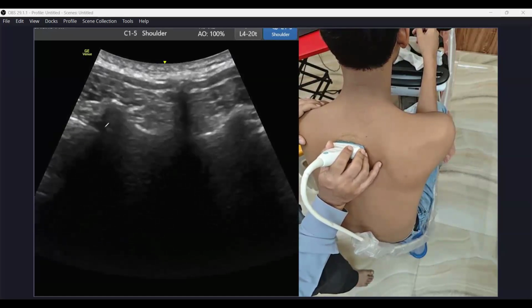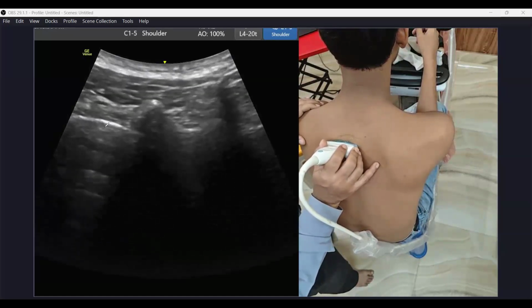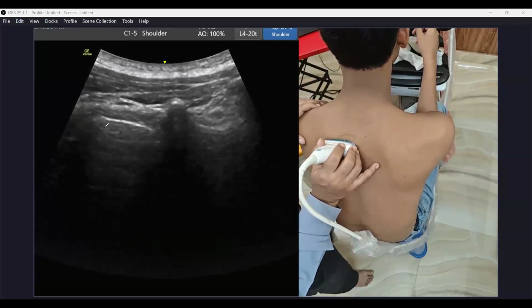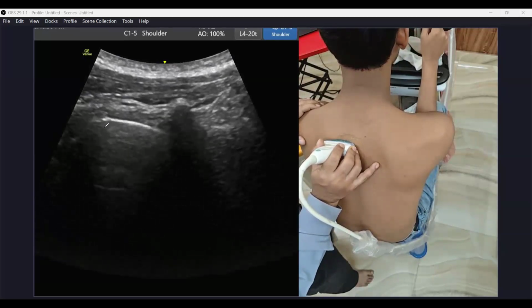Okay, now I am going to one side. Now let us focus on these areas. So what we are seeing here, decreasing the depth a bit.